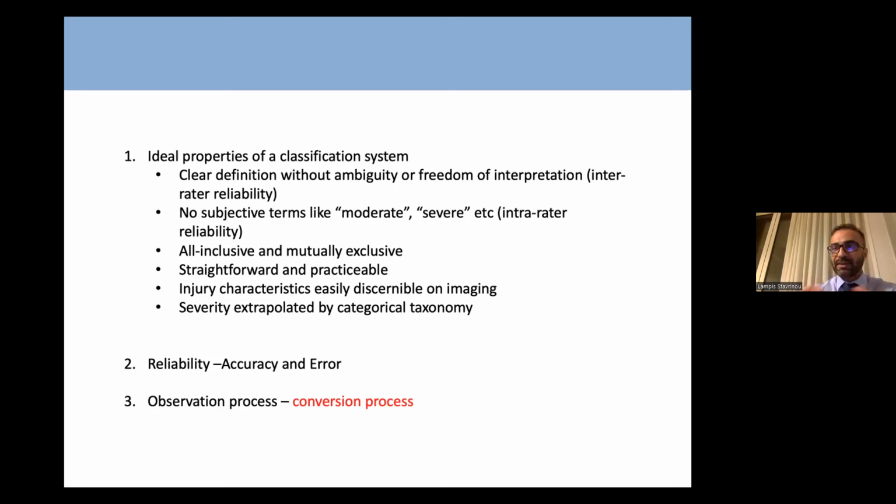I observe a CT scan, I see certain characteristics, but the conversion process is what makes or breaks a classification system. How do those characteristics that I see on CT translate into my mind? How easy is it for me to make this transition, this translation from a fracture in a CT scan into a class of a classification system?